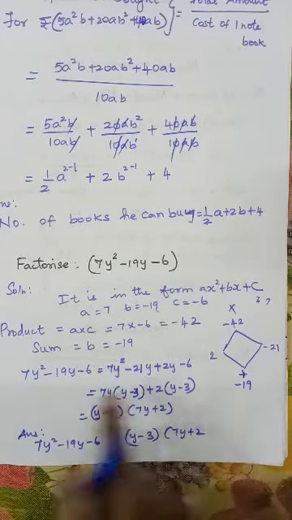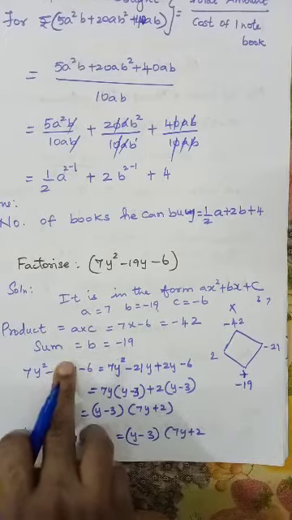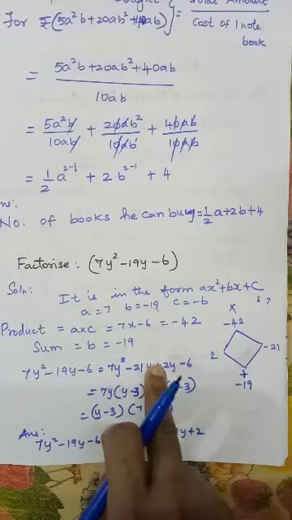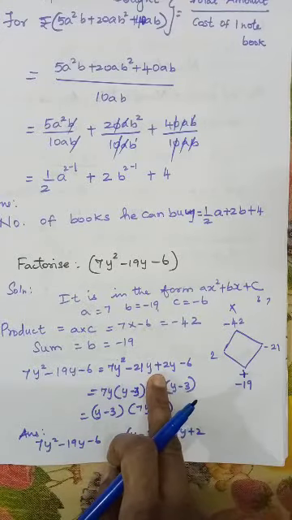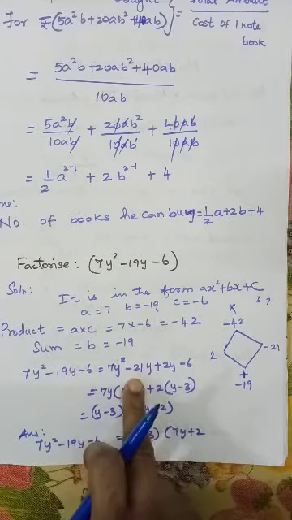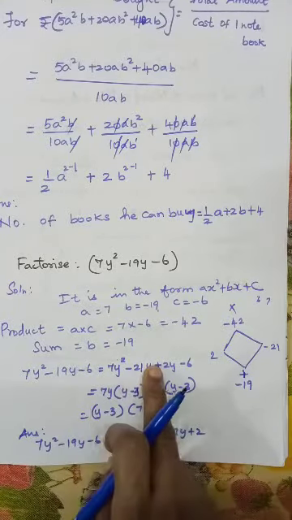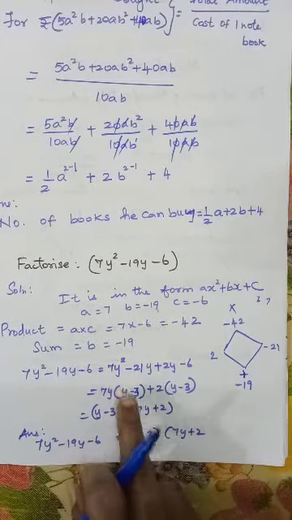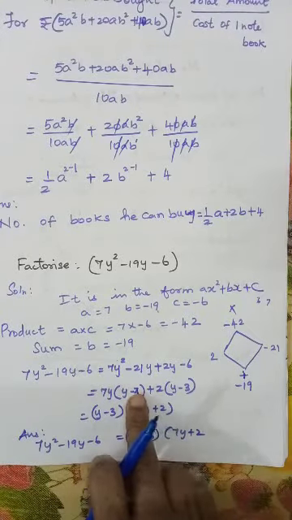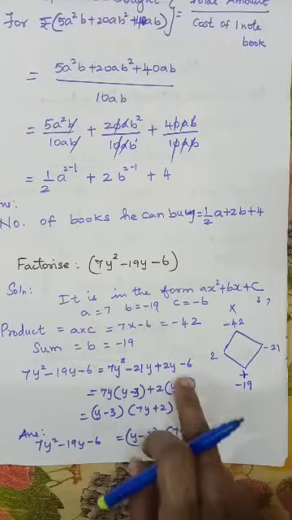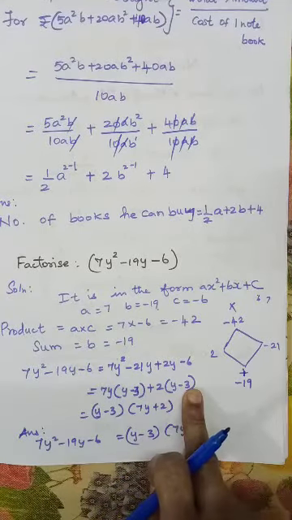So we have to split minus 19y into minus 21y plus 2y. Now take 7y common. In 21 also we have a 7, so here one y, we can take one y. So 7y, remaining here is y. Remaining here is minus 3. Plus 2 take common outside, y minus 3.